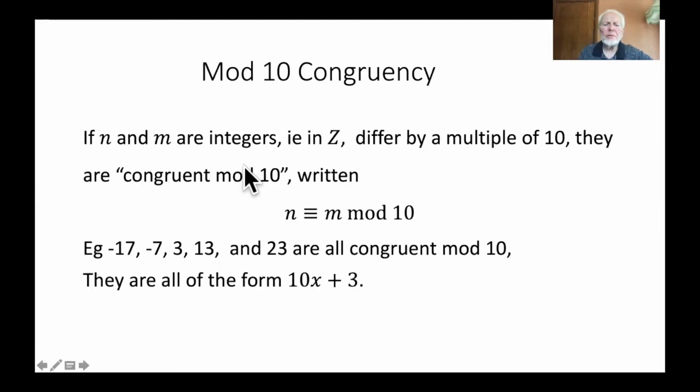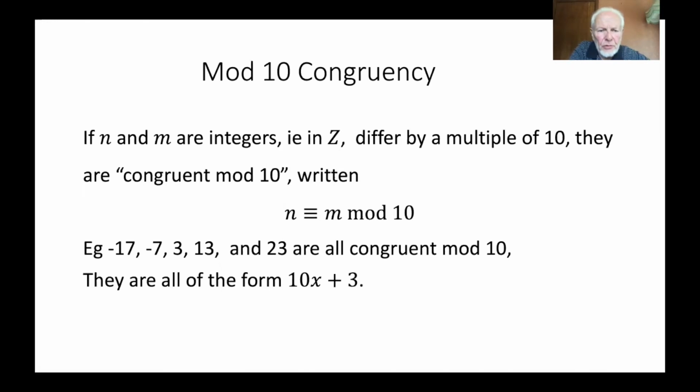So we have two integers, and let's say integers members of Z, and they differ by a multiple of 10, then they are said to be congruent mod 10, and it's written this way. So for example, all these numbers here are congruent mod 10. If you take any two of them and subtract one from t'other, you get a multiple of 10. In fact, there's a whole string of these, isn't there? All the positive numbers ending in 3 and all the negative numbers ending in 7 are in the same congruency class, as it's called. So they're all numbers that you can think of as being 3 to the right of a multiple of 10 on the number line, or they're of the form 10x plus 3.